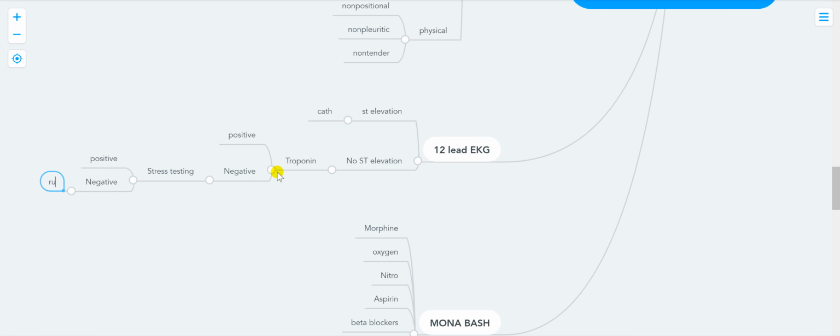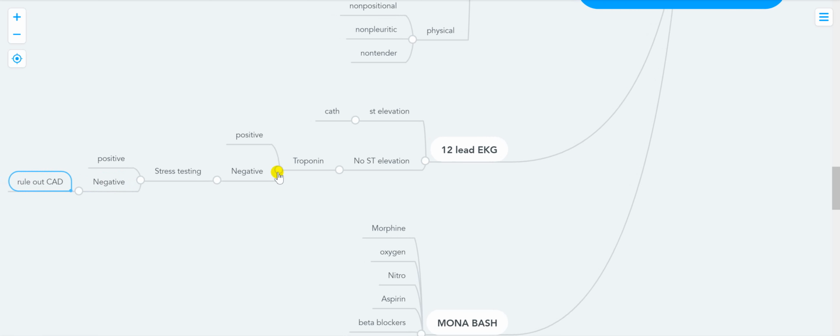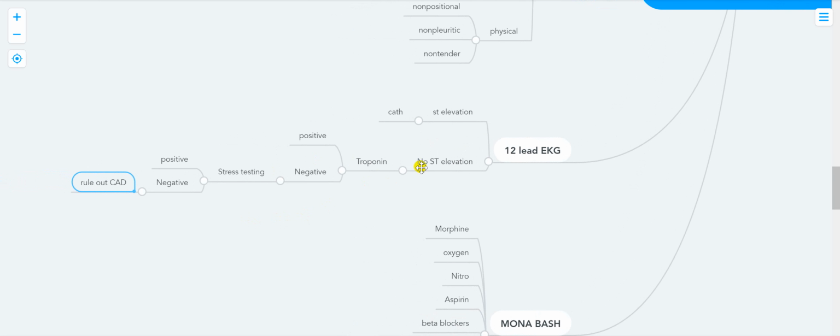Then you rule out coronary artery disease. Okay. So first you go ST: if there's ST elevation, positive, cath. If there is no ST elevation, you do troponin. If it's positive, you do cath.